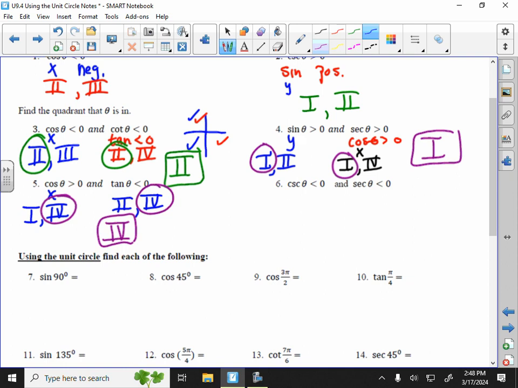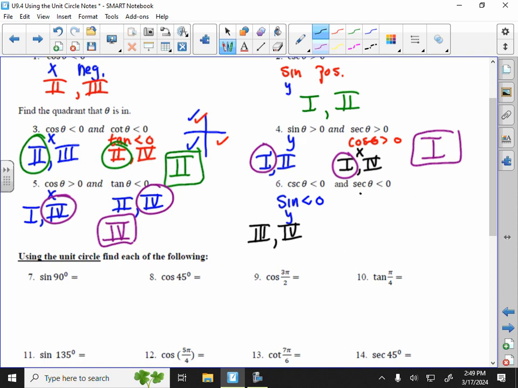All right, 6, cosecant less than 0. So the reciprocal of the cosecant is sine. Sine is y. And so on our unit circle, when are the y-coordinates less than 0, negative? Well, if sine is positive in 1 and 2, that means it has to be negative in 3 and 4. Again, just look at your ordered pairs. You'll see all the y values are negative in 3 and 4.